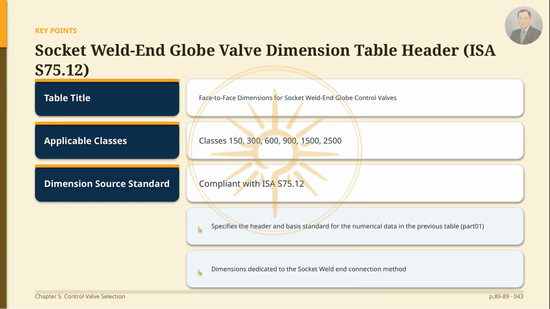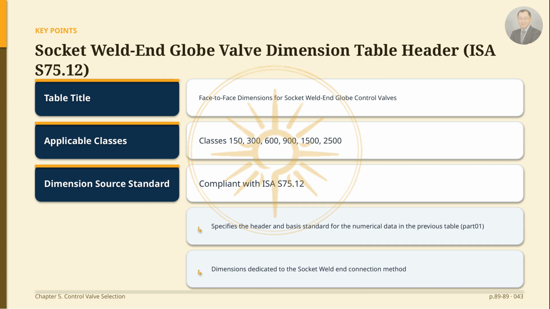I will now introduce the title and reference standard for the dimension table we just saw. This is the face-to-face dimension table for socket weld-end globe-style control valves, with applicable pressure classes of Class 150, 300, 600, 900, 1500, and 2500. The reference standard for these dimensions is ISA S75.12.